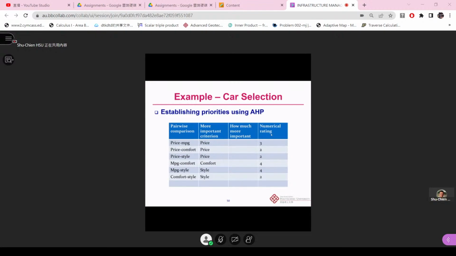So far so good. Now you know how to do the pairwise comparison, right? We compare 2 different factors, select which one is more important, and also put the numerical rating. This is what the numbers really mean. Like 3 means the price is 3 versus 1 for mileage per gallon.